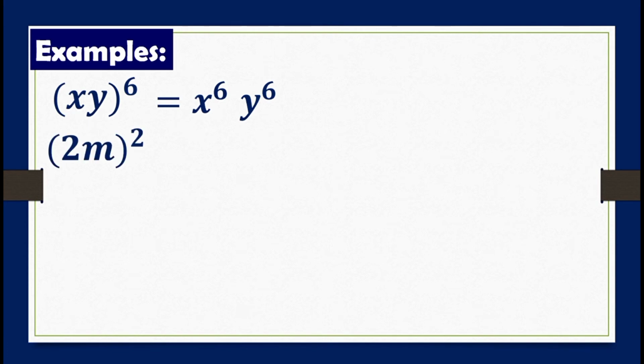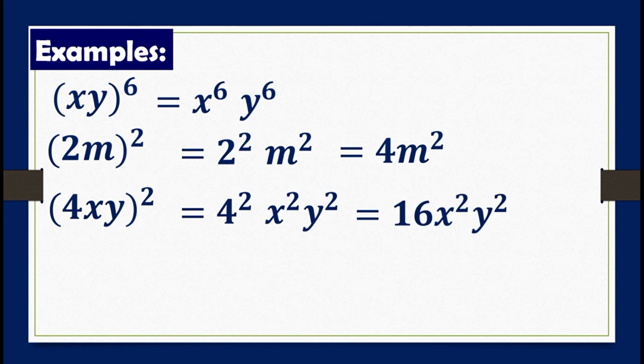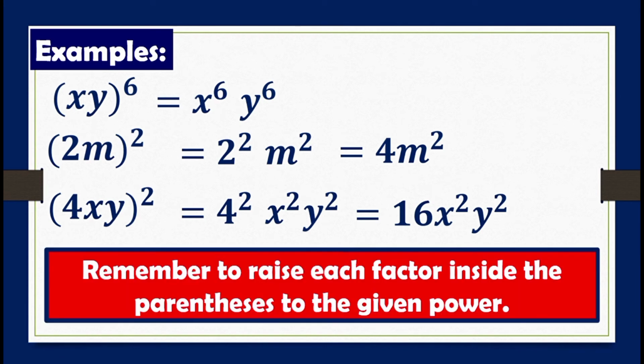Another one. Quantity 2m squared. This expression can be written as 2 squared m squared, and it can be simplified as 4m squared. Third example, quantity 4xy squared. This expression can be written as 4 squared x squared y squared, and can be simplified as 16x squared y squared. In a power of a product, remember to raise each factor inside the parentheses to the given power.